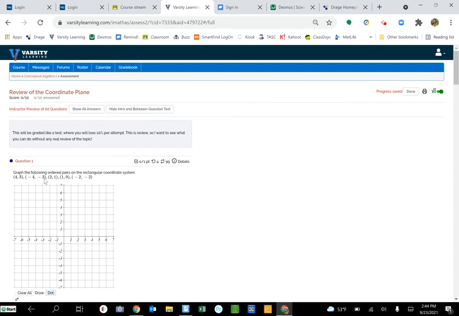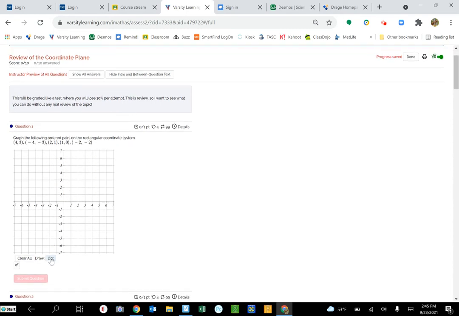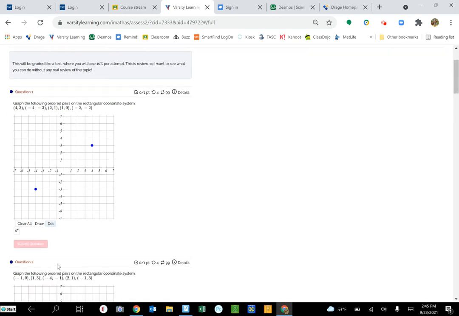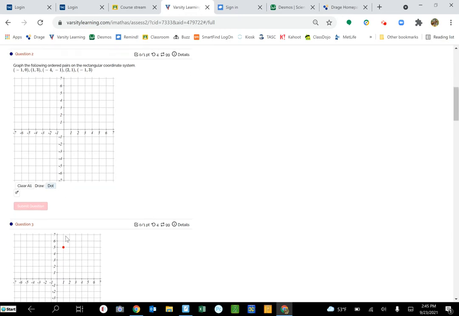So first, you're just going to plot all the points. You're just going to click on a dot, and you're going to go, let's see, (4, 3). So 4, 1, 2, 3. Click your mouse, plot a point. (-4, -3). Over -4, 1, 2, 3. Click your mouse, plot a point. So you're going to click all of those before you hit submit a question. Okay, so that one's the same.